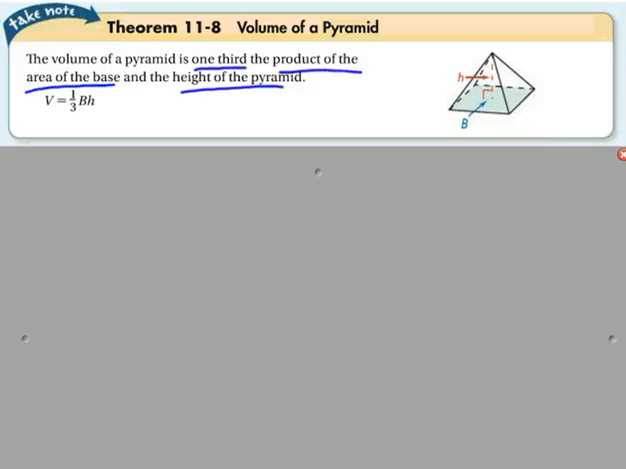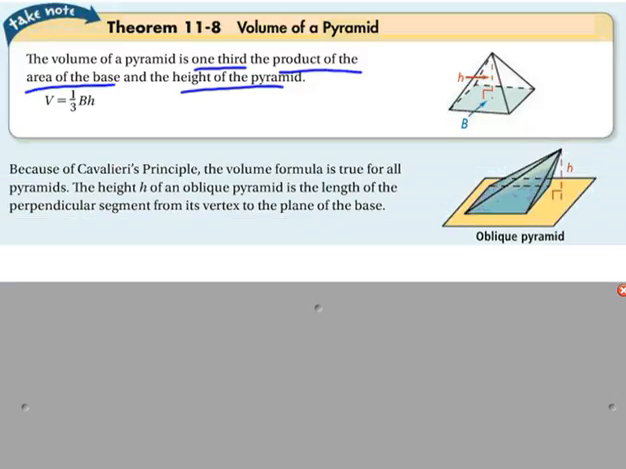Depending on the shape of the base, how you find the area of the base totally varies. You might think of a square or rectangle, where you just do length times width for that base. If it's a regular polygon, though, you could do 1/2 the apothem times the perimeter. It just depends on the shape. So a couple examples for using this.